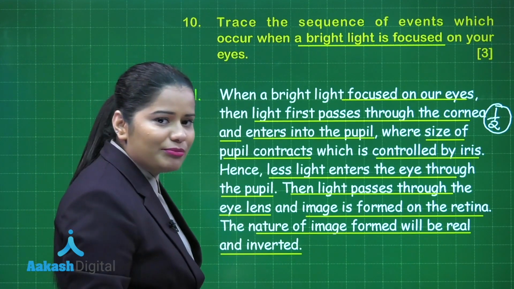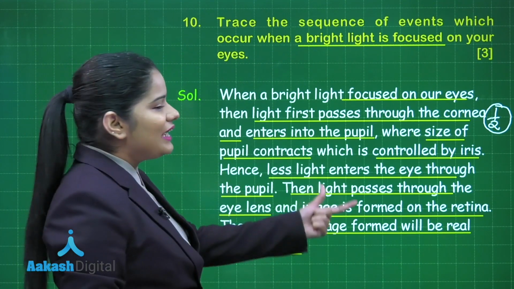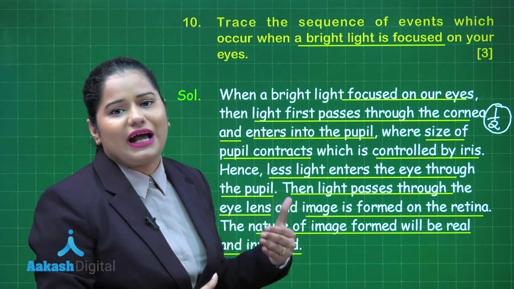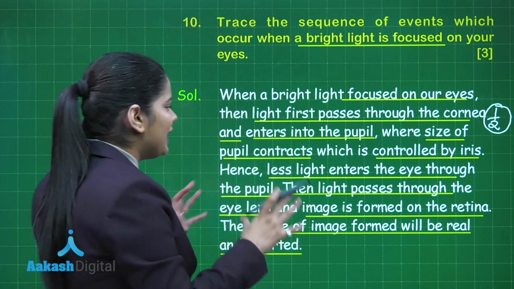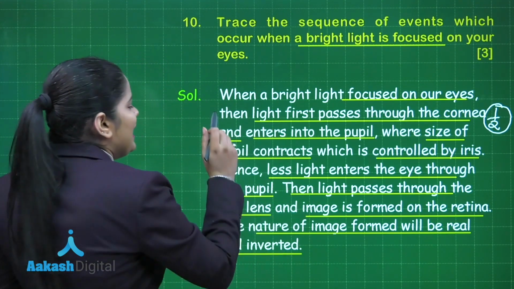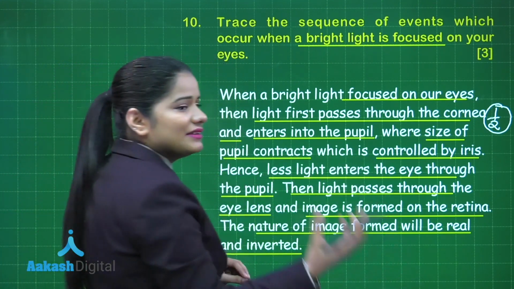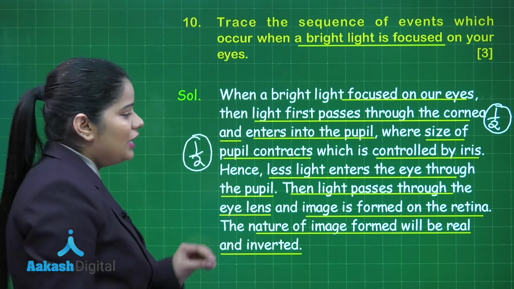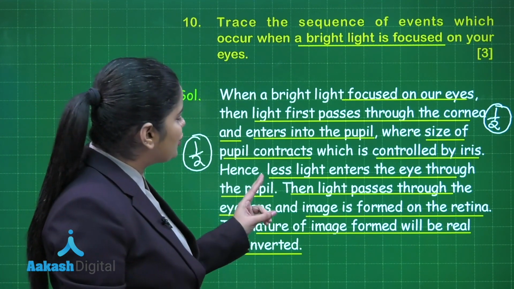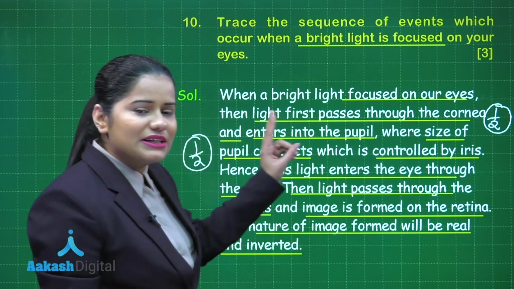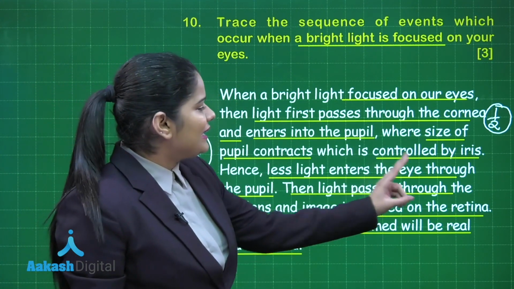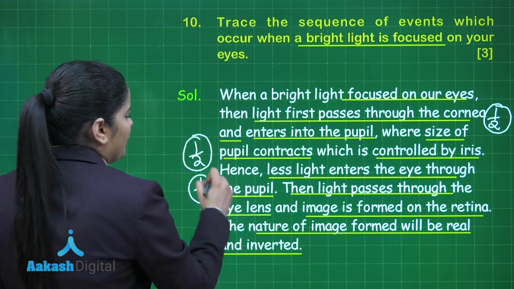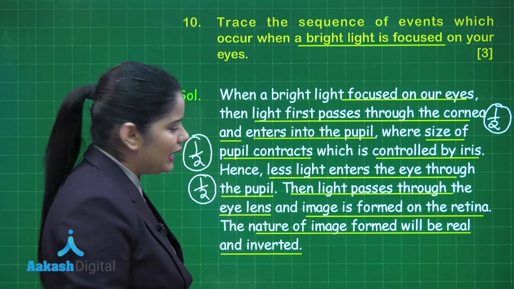You will get another half mark when you mention that the size of the pupil is going to change because the light being focused on our eye is a bright light. So when the bright light is focused, the pupil is going to contract. And for mentioning this, as well as that the size of the pupil is controlled by the iris, you are going to score another half mark. You will get another half mark when you mention why the iris is changing the size of the pupil, because less light enters the eye through the pupil. So you are going to get another half mark for mentioning the role of the iris.